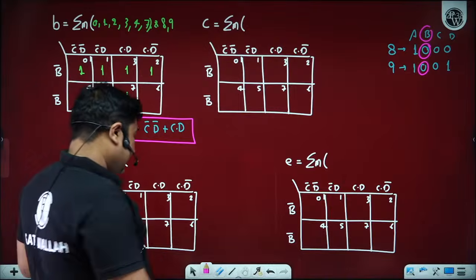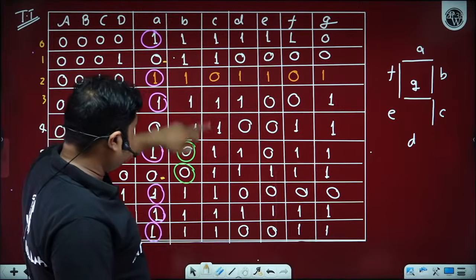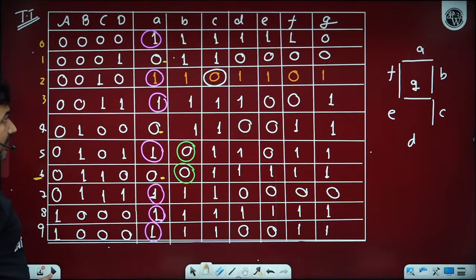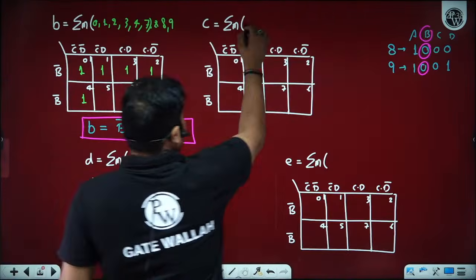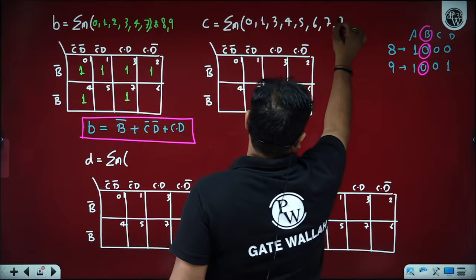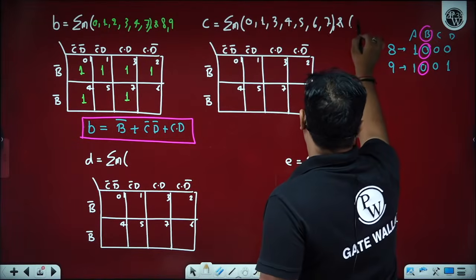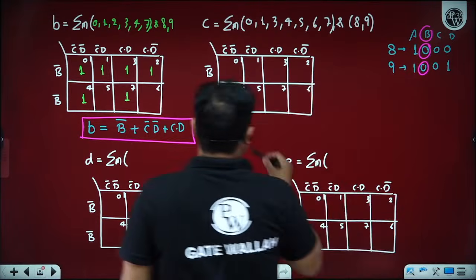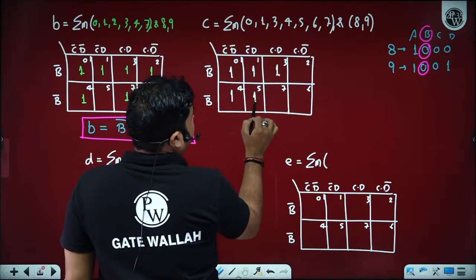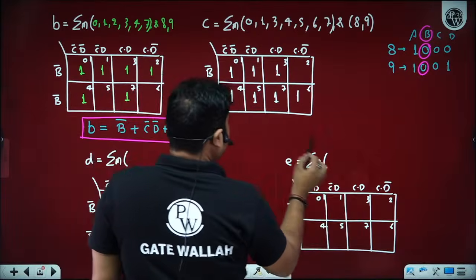Great, sir. In the same way, if we talk about C, for C we are getting only 1 0, that is 2. Except 2 all are high. So 0, 1, 3, 4, 5, 6, 7, 8 and 9. For BCD only I am using 8 and 9. Check separately. So we have 0, 1, 3, 4, 5, 7, 6. Only 2 it is low.